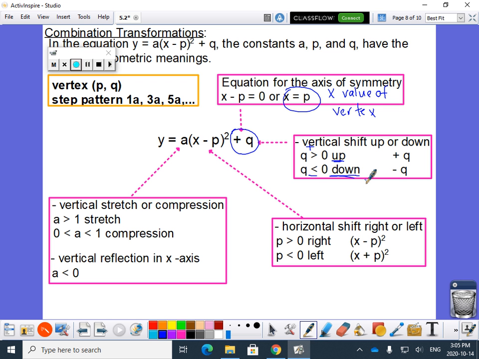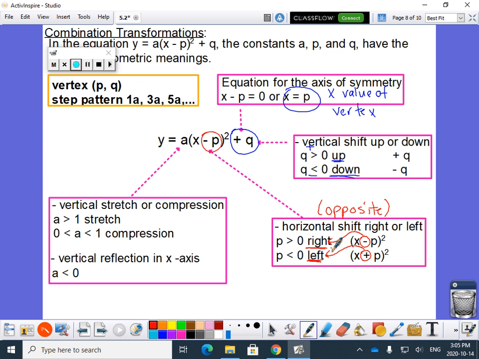Here, so let's use a different color. The P is pertaining to the horizontal shift either right or left. So remember, this one's a little bit more difficult to remember. So it's really like the opposite. When P is greater than 0, we're going to move to the right. So another way to remember is whenever you have a negative or a subtraction sign, it's going to be moving to the right. And when P is less than 0, we're going to move to the left. So when you see this positive sign, you know to move to the left.